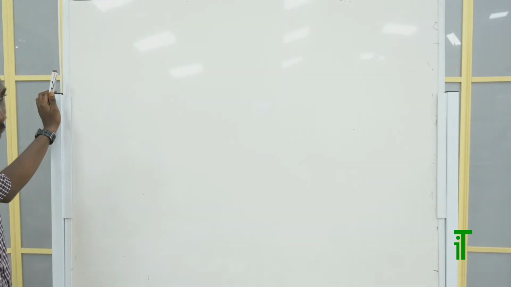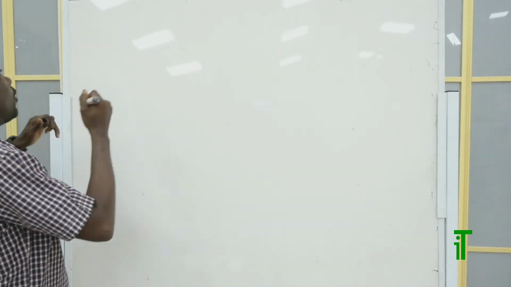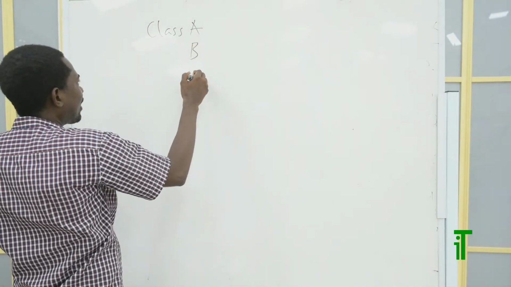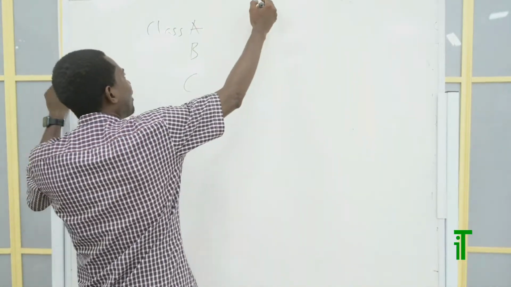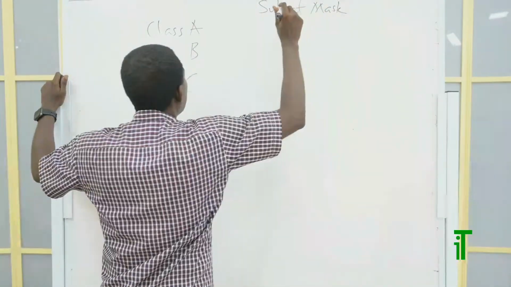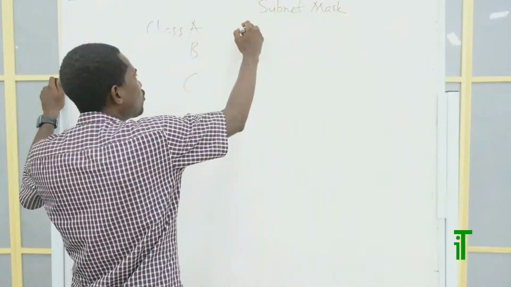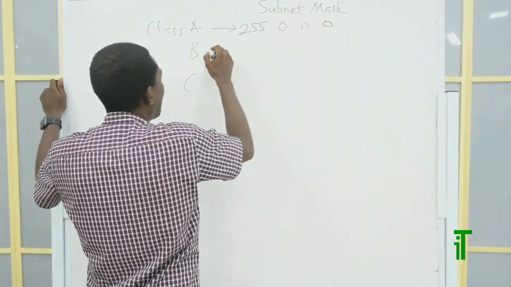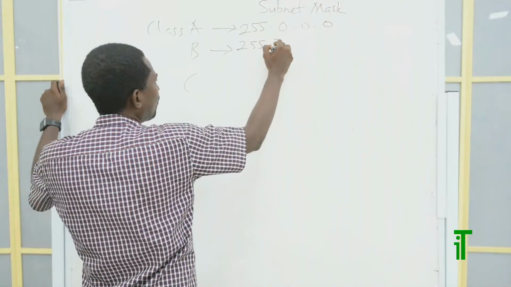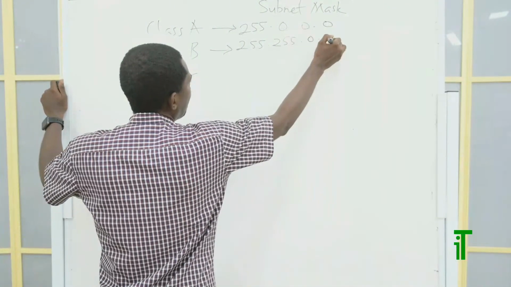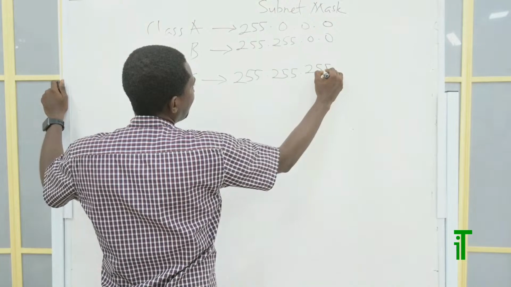In networking, we have network classes. We have network class A, class B, class C, class D, and so on. We have their subnet mask. The class A has subnet mask of 255.0.0.0, and class B has 255.255.0.0.